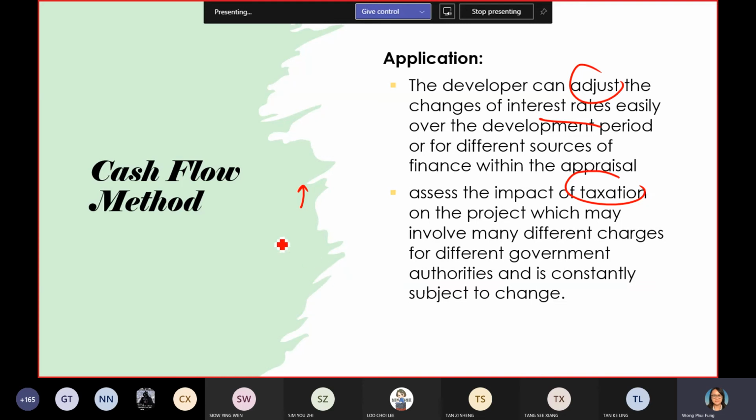So that's why by using the cash flow method, the developer can adjust the interest rate and also the tax, because when government authorities change, different plans come out, they will change the stamp duty, they will change the taxes charged, the service tax. So by using the cash flow method, it will be easier for them to make the changes rather than using a conventional profit method and also the residual method.